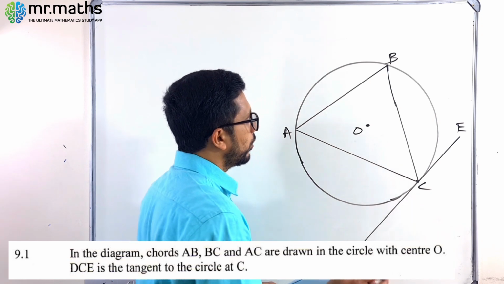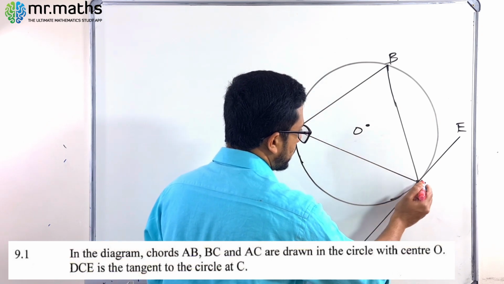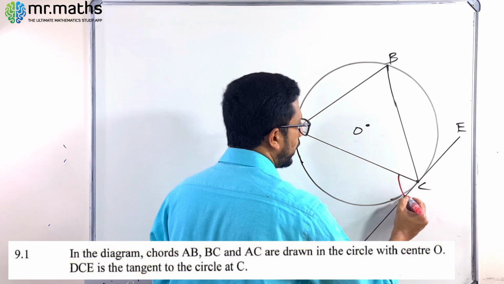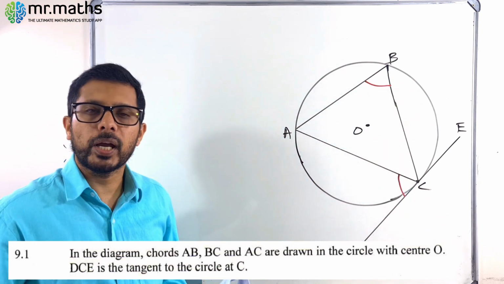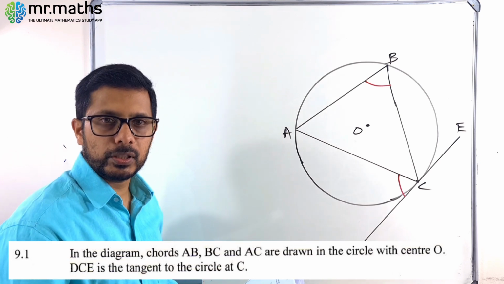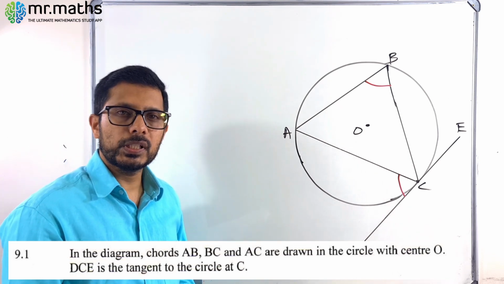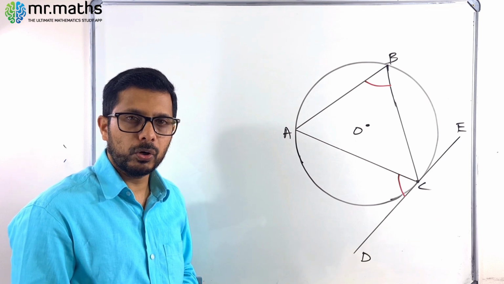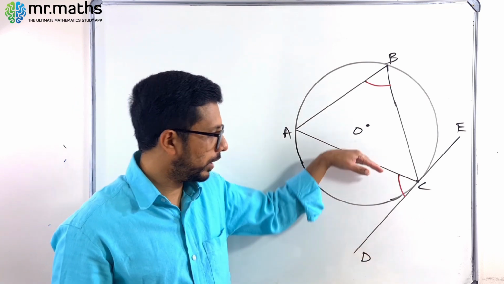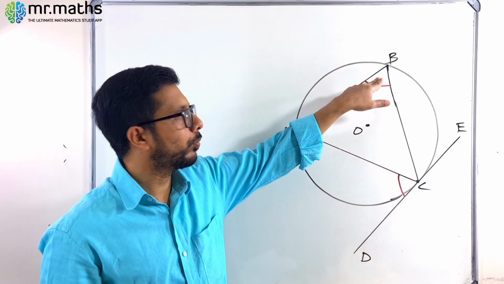Which two angles do you have to prove? Angle ACD, that means this angle, and ABC, that is this angle. You have to prove that the two angles are equal. That is the question. So how can we prove this? This is a theorem. What is the name of this theorem? You remember this one? The tan chord theorem: the angle between the tangent and the chord is equal to the angle in the opposite segment.